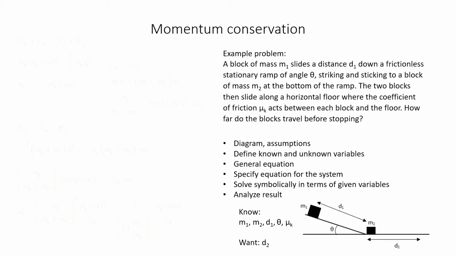Our known variables are the two masses m1 and m2, the distance m1 slides along the ramp d1, the angle of the ramp theta, and μk, the coefficient of friction between the two masses and the floor when they slide along the distance d2. The distance d2 is what we're solving for.